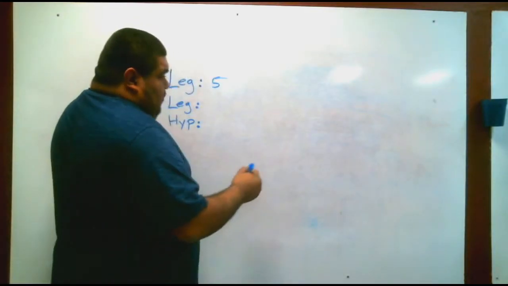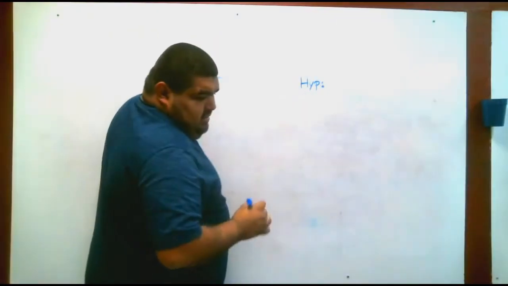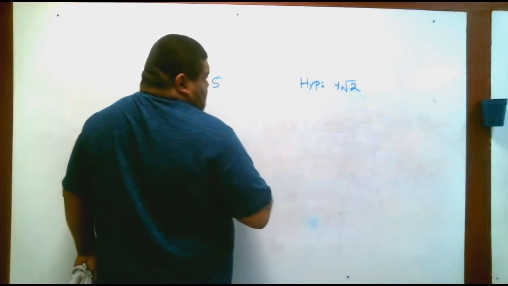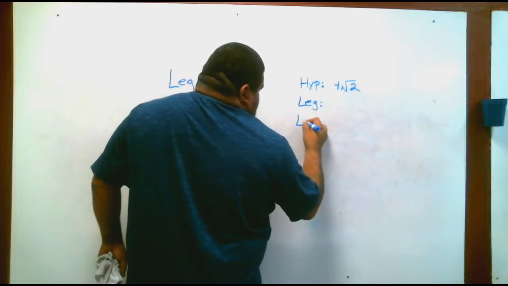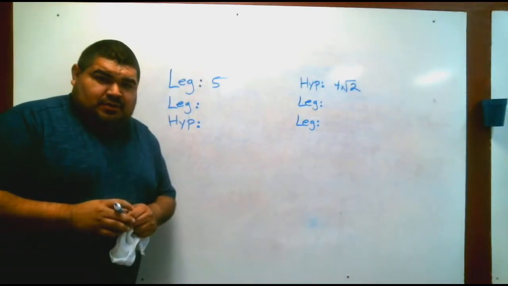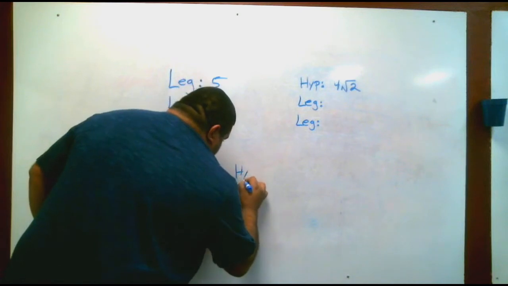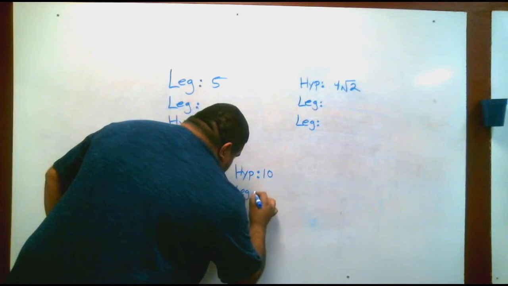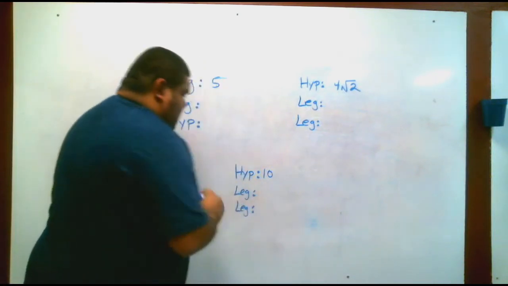Your second one is your hypotenuse is 4 radical of 2. Find the legs. And for your third one, we have your hypotenuse as 10. Find the value of the legs.